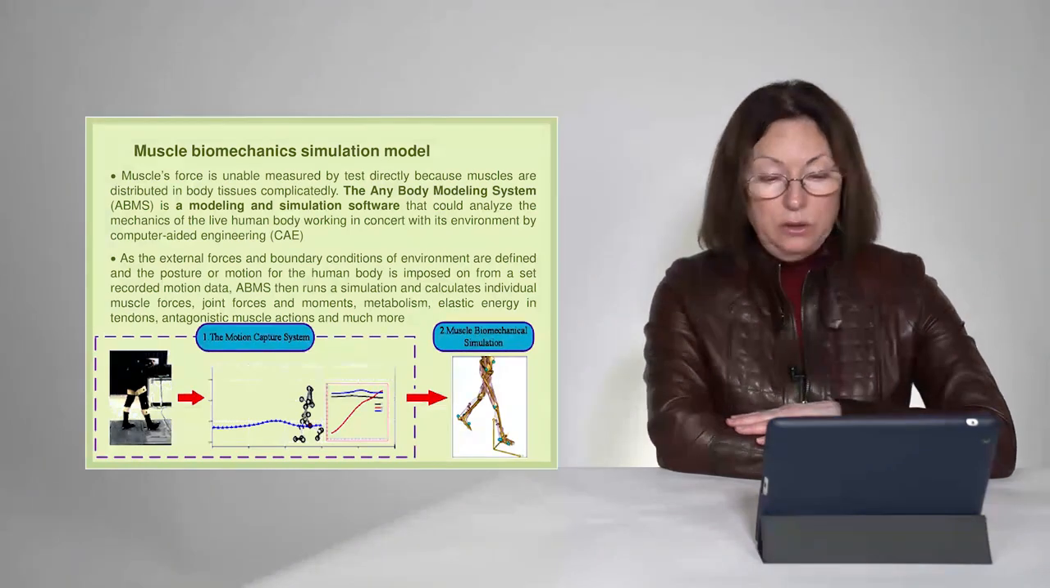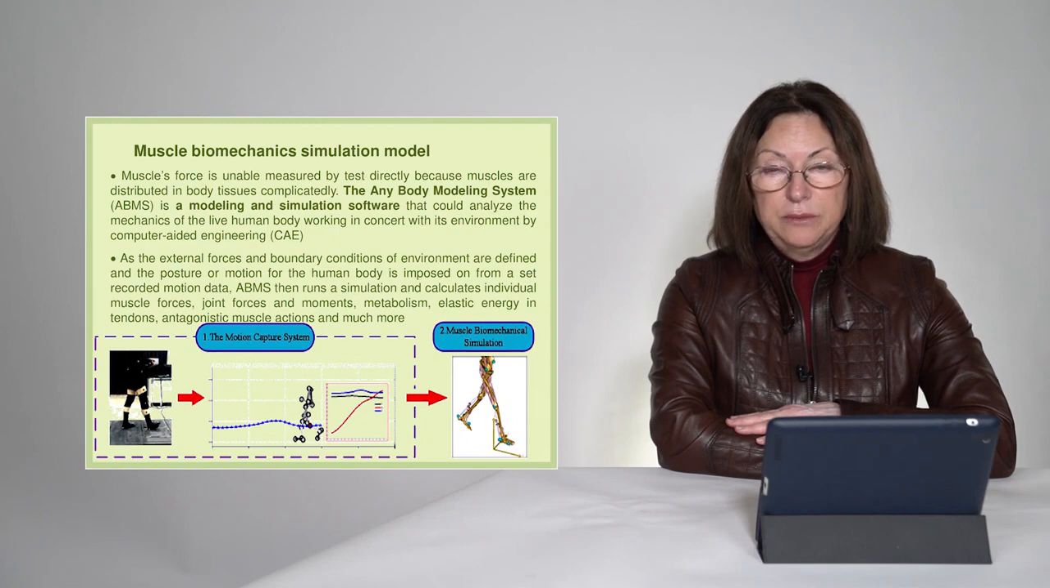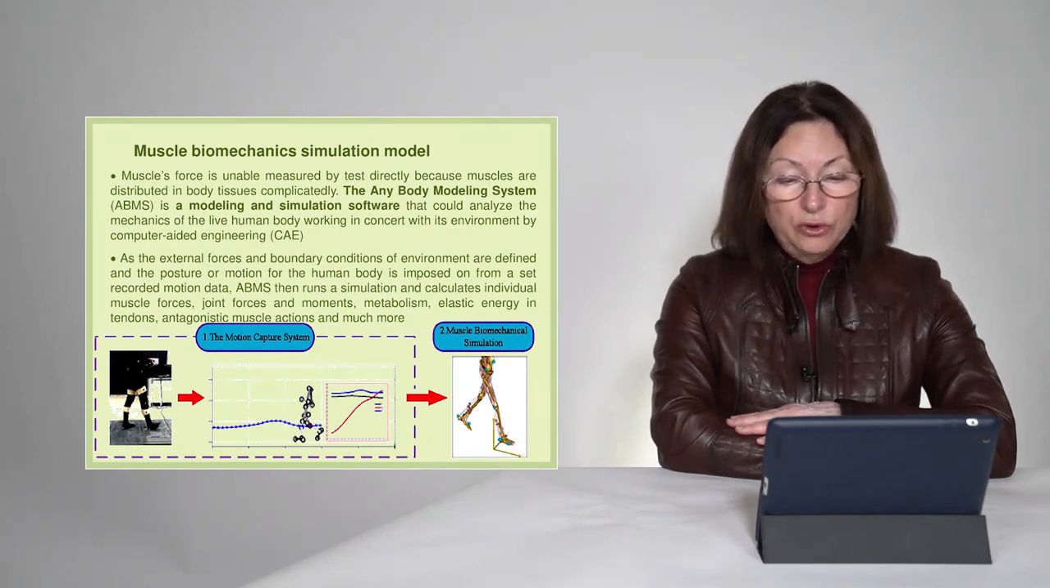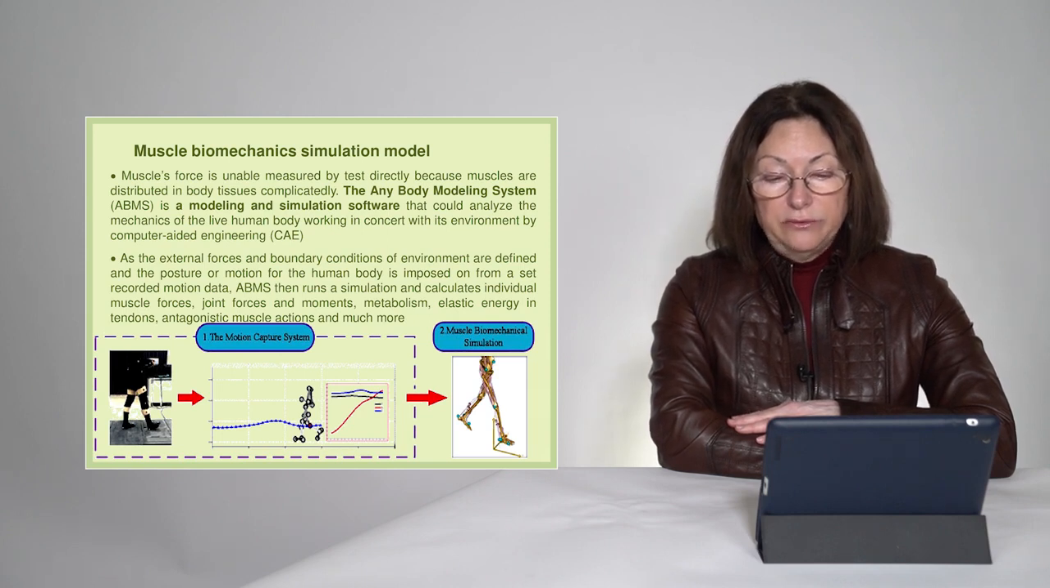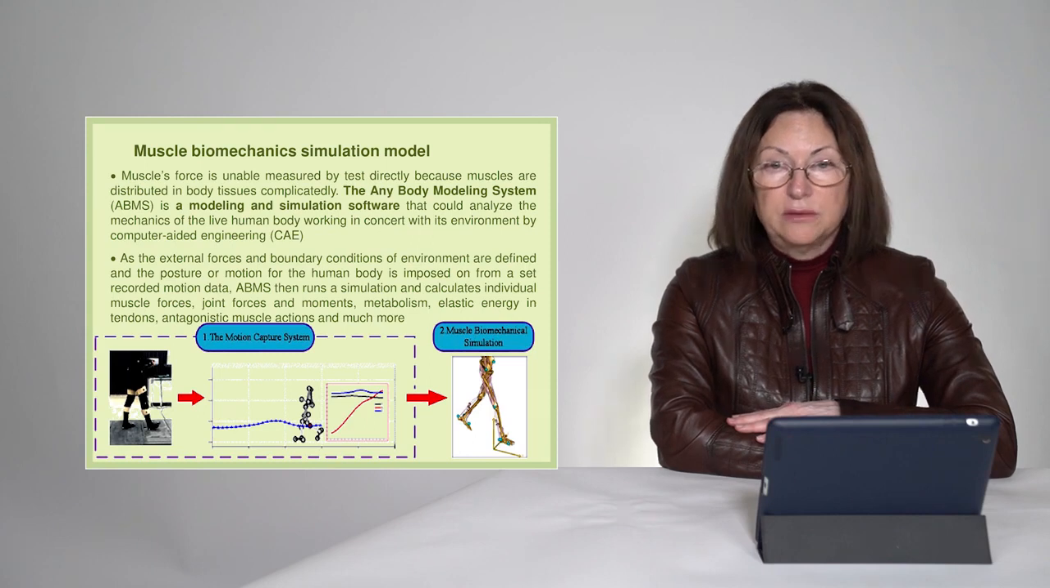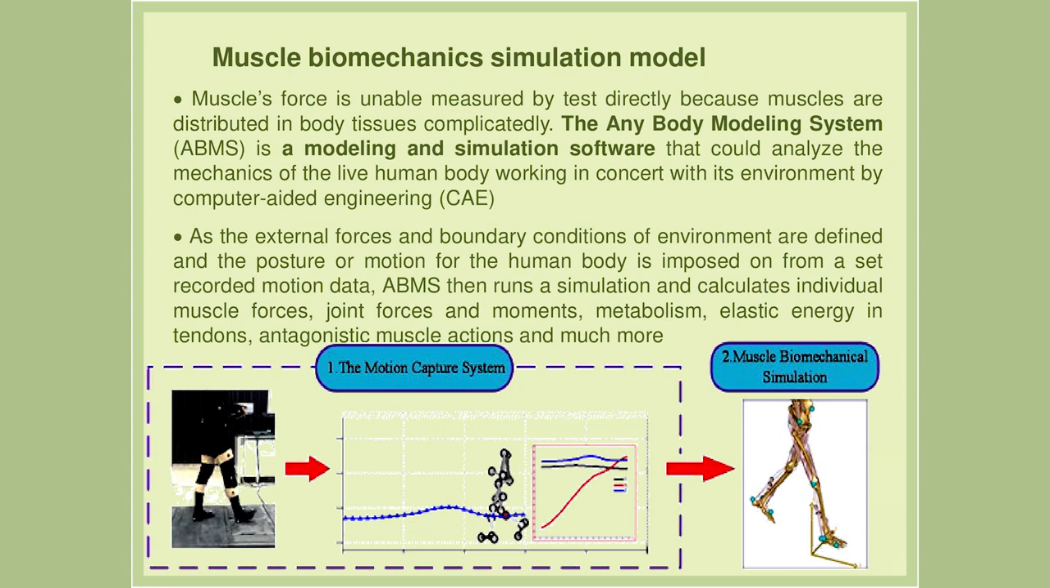Biomechanics analysis of lower limb motion is completed by the AnyBody modeling system, that is modeling and simulation software, that is used to analyze the mechanics of the live human body working in concert with the environment by computer-aided engineering. The AnyBody modeling system runs a simulation and calculates individual muscle forces, joint forces and moments, metabolism, elastic energy, antagonistic muscle actions, and much more for the further design of the lower limb exoskeletons.